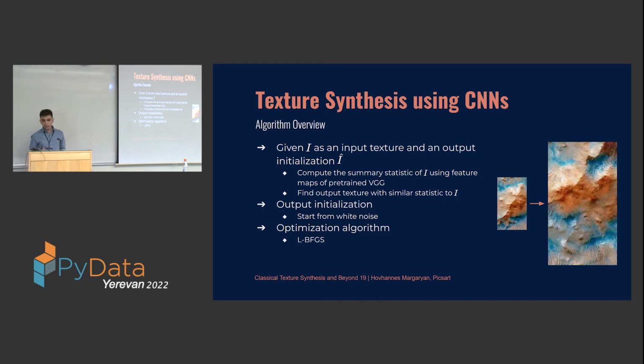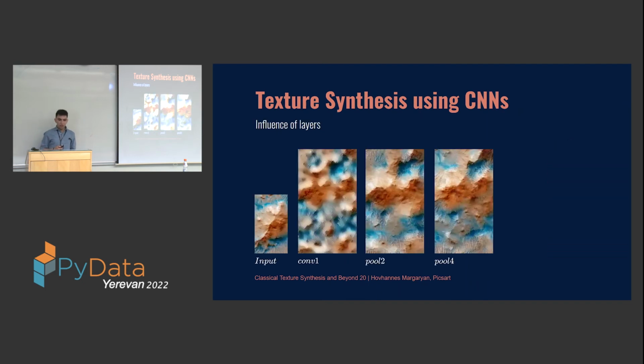Let's also note at this point that the Gram matrices are calculated using only convolutional or pooling layers, and therefore the output can have arbitrary size. In this case too, we begin the initialization of the output texture from white noise, and the authors optimize the loss function using L-BFGS.